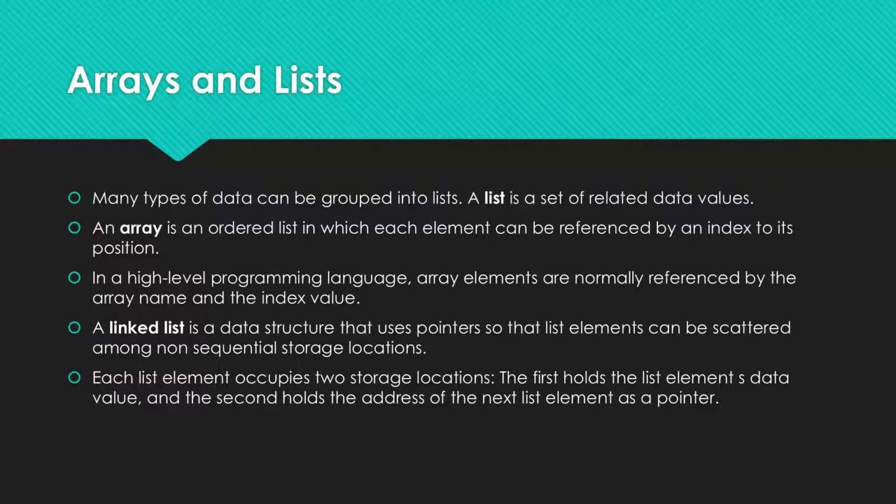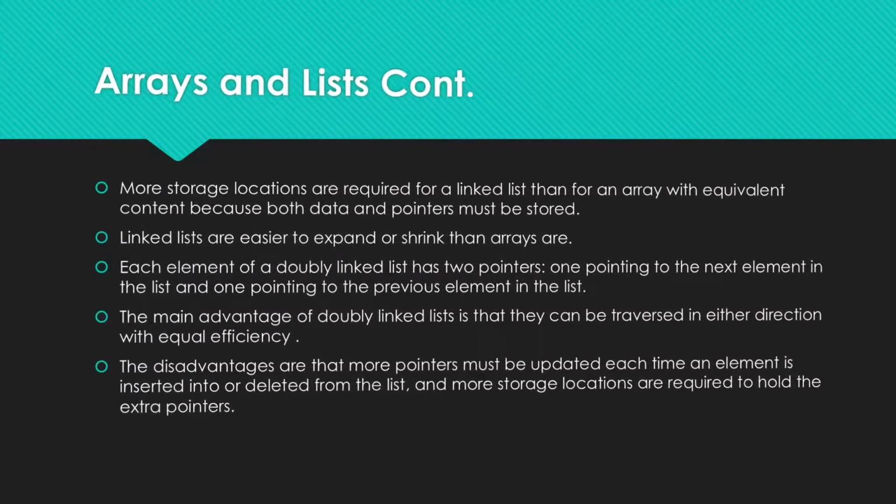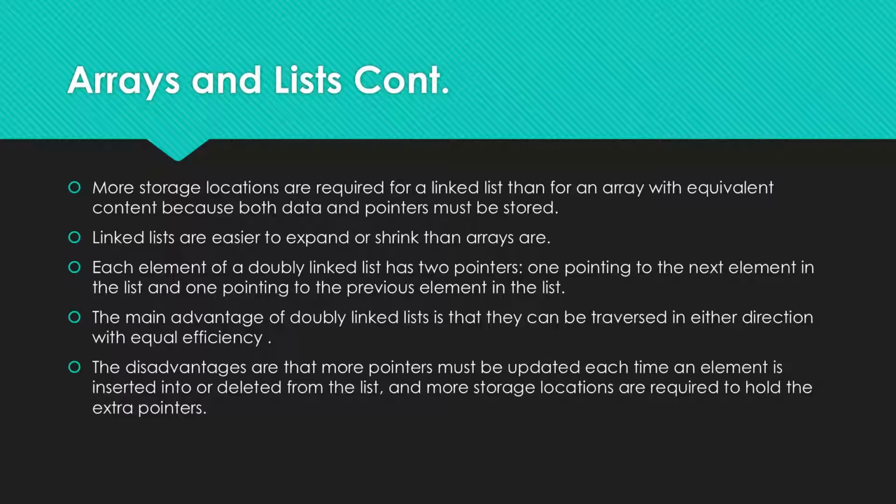A linked list is a data structure that uses pointers so that list elements can be scattered among non-sequential storage locations. Each list element occupies two storage locations. The first holds the list element's data value, and the second holds the address of the next list element as a pointer. Arrays and lists continued. More storage locations are required for a linked list than for an array with equivalent content because both data and pointers must be stored. Linked lists are easier to expand or shrink than arrays are.